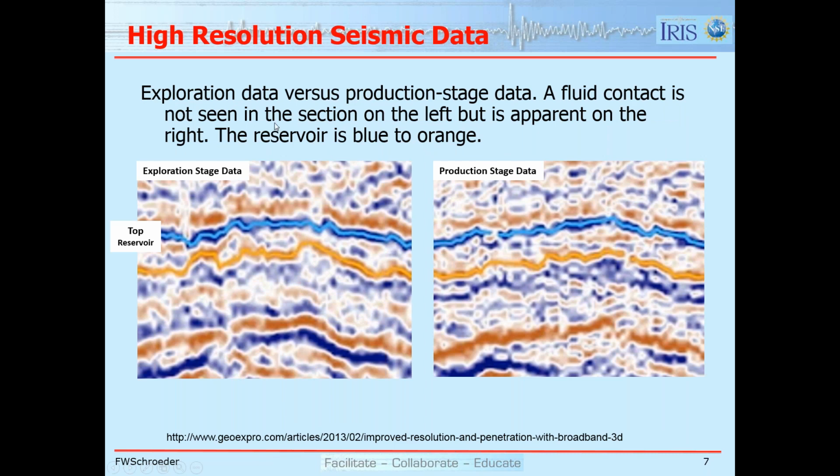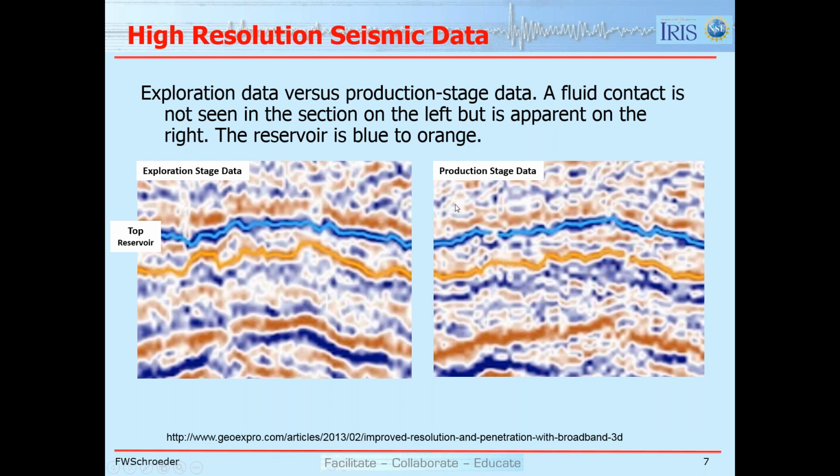So on the exploration data, you can see the top of the reservoir is the blue horizon, and the base of it is the gold or yellow or whatever color you want to call that. The data are not too terribly high resolution, good enough to map the top and the base, but not very good in terms of trying to figure out what's going on internally within that interval.